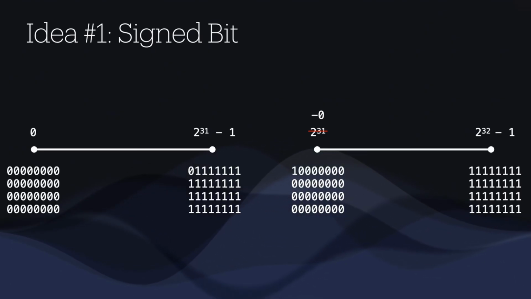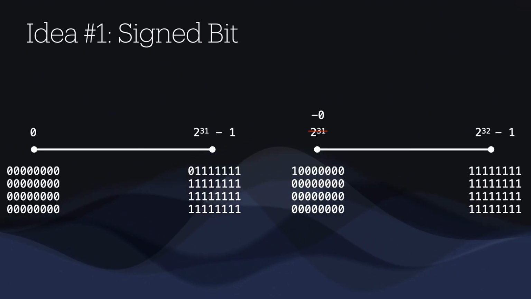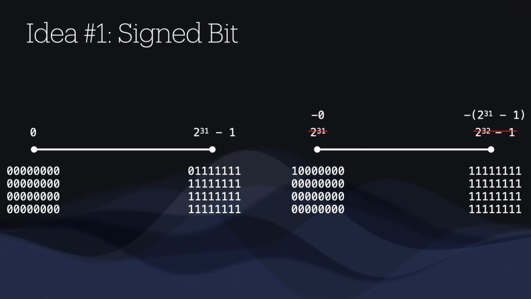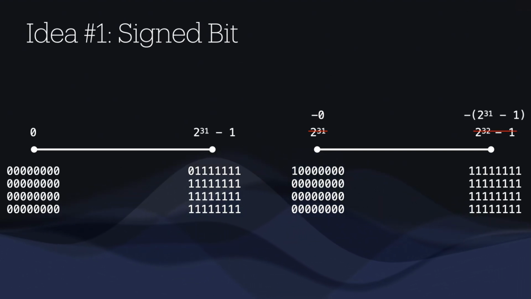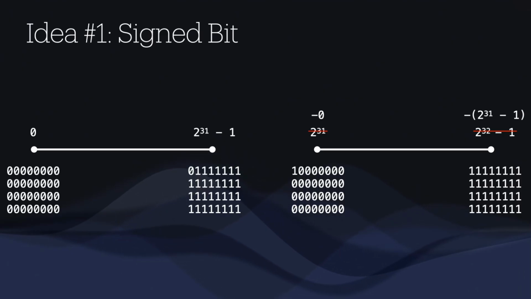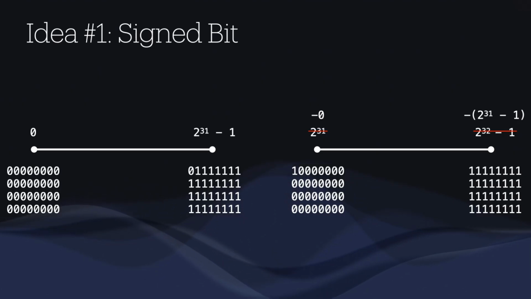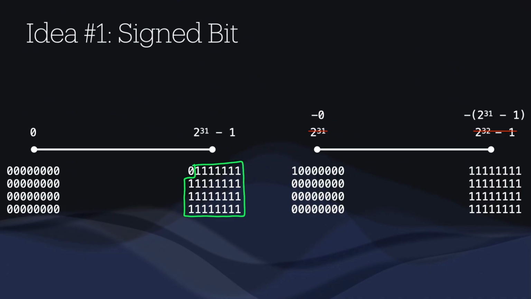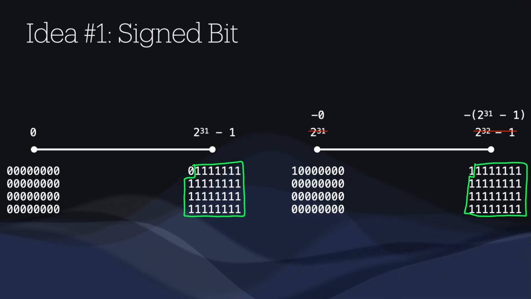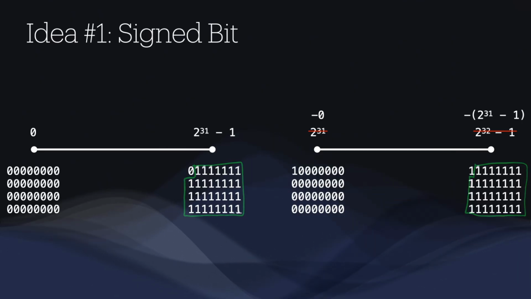On the other hand, 2 to the power of 32 minus 1 is now going to be -2 to the power of 31 minus 1. This is because all of the bits after the first bit are 1. Again, you can compare this by comparing these bits here to these bits here. The only bit that's changed is the signed bit, so one value must be the negative version of another value.